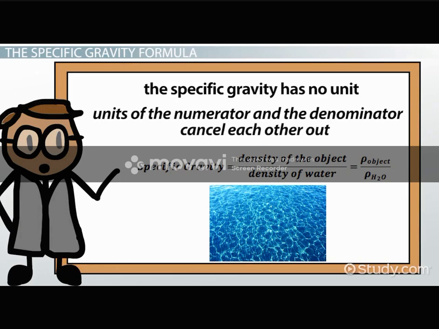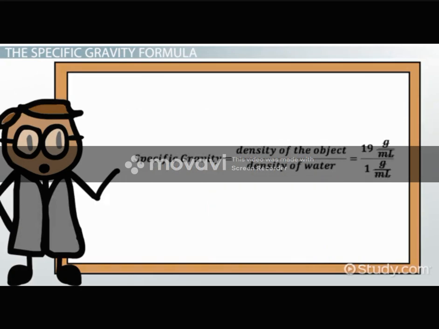Let's look at an example. Here, the density of the object is 19 grams per milliliter. The density of water is 1 gram per milliliter. We cancel the unit grams per milliliter because this unit is present in both the numerator and the denominator.